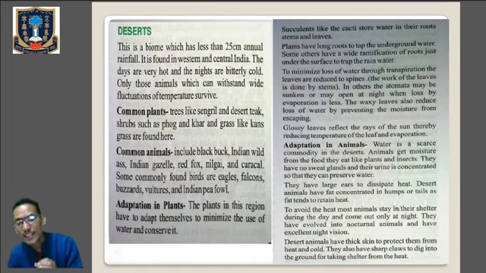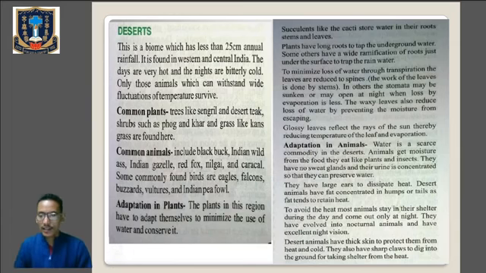To avoid the heat, most animals stay in the shelter during the day and come out only at night. They have evolved into nocturnal animals and have excellent night vision. So why are they doing this? Mainly to prevent the heat during the daytime.